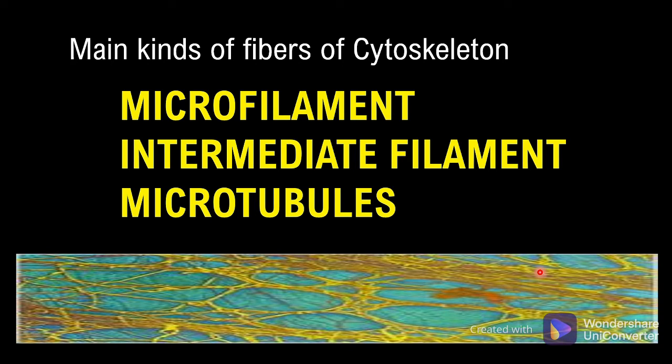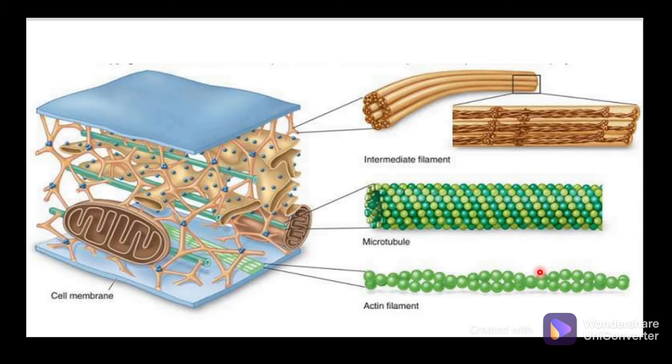So, the main kinds of fibers of the cytoskeleton are three, that is the microfilament, the intermediate filament and the microtubules. We are going to study these three types of filaments in the following slides. So, here you can see the picture. Here you can see the intermediate filaments, which are the brown structure that you can see. Then this is the microtubule, the green color.